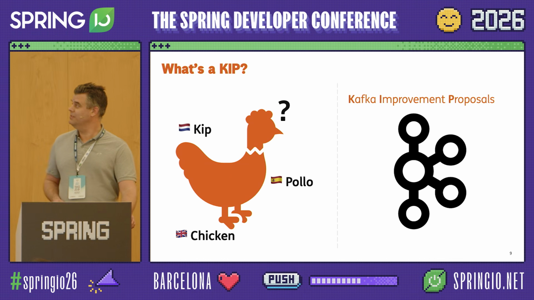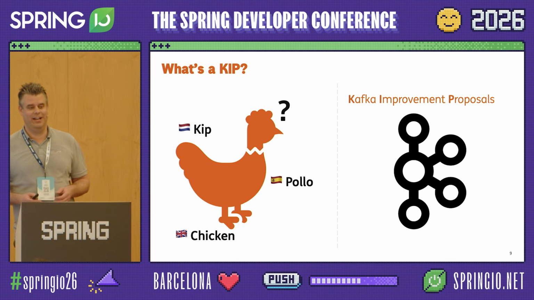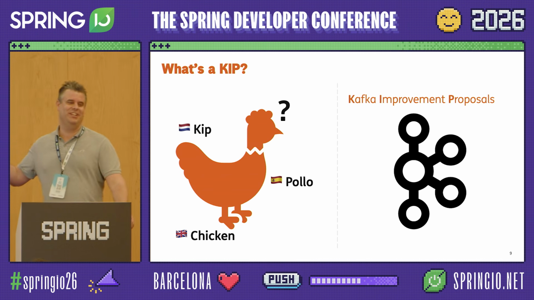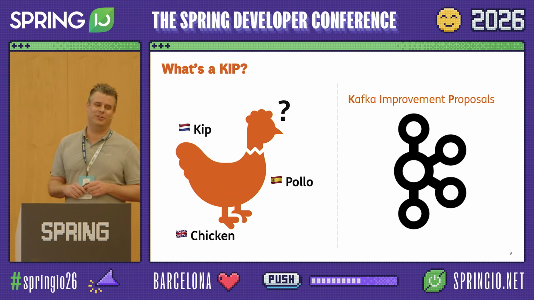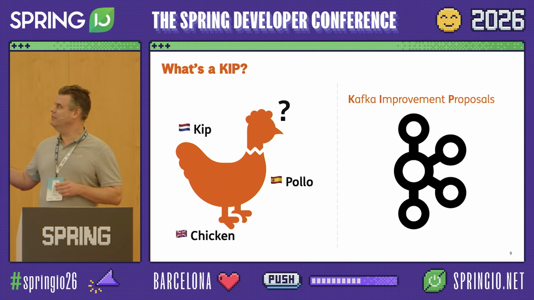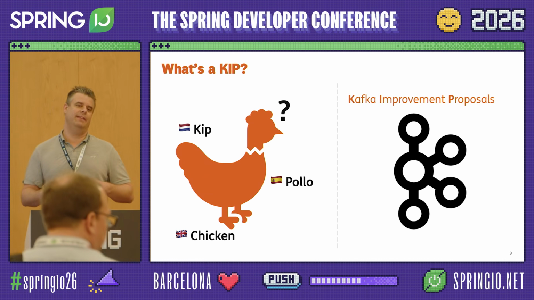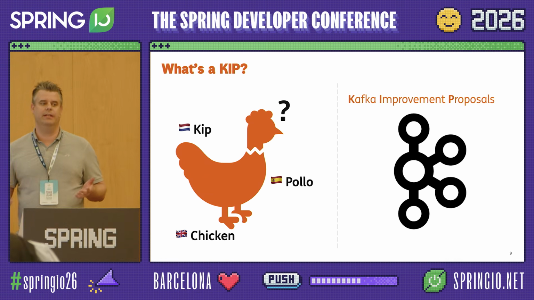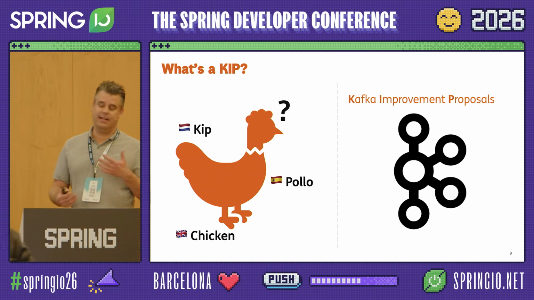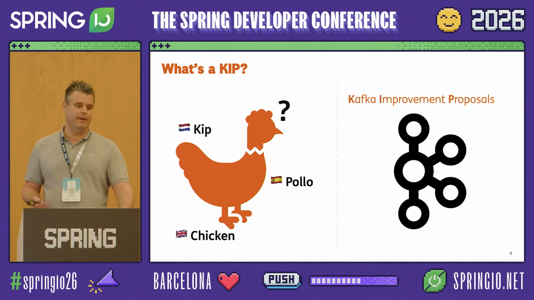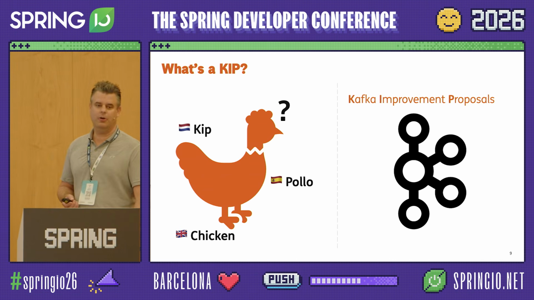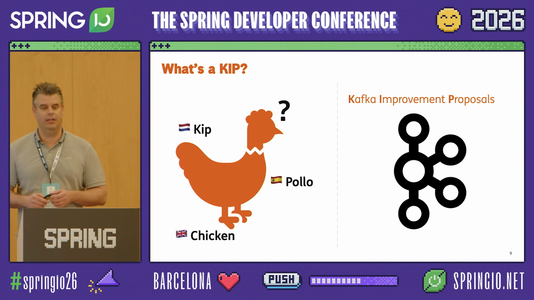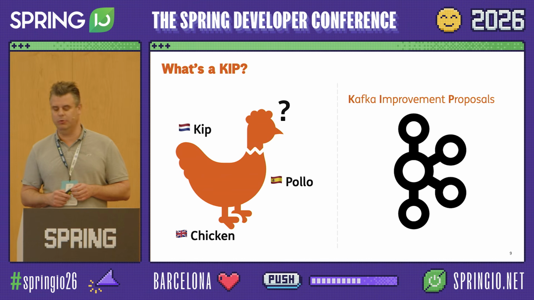I'm from the Netherlands. You already saw in the agenda there are some kips. What's a kip? In Dutch, a kip is a chicken, but obviously we're not going to talk about chickens today. It's all about the Kafka improvement proposals, and this is an official way in Kafka to propose new features, new ideas. Once they get accepted and discussed, they will be implemented, and we will see two of the most important kips that came out with Kafka 4 in action today, of course using Spring Kafka and Spring Boot.